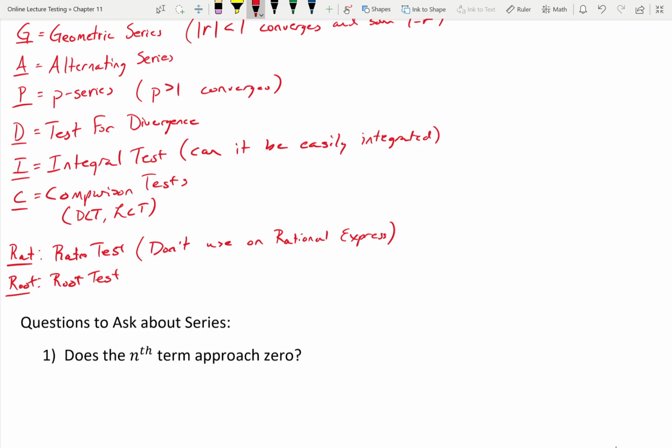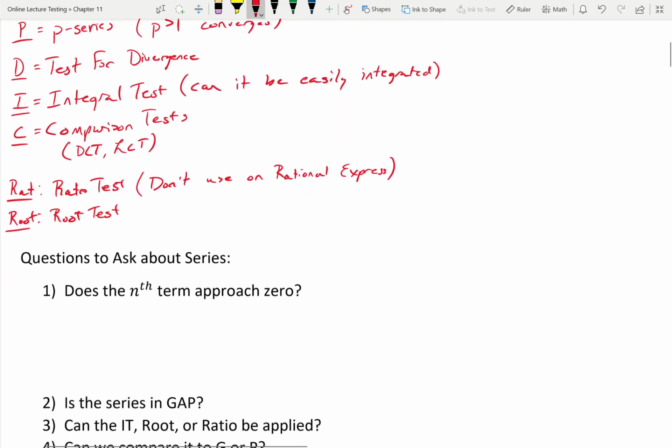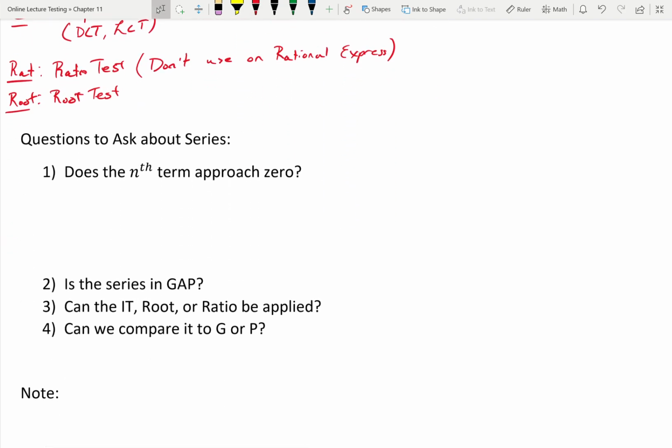So next we go into, well, what are these questions here? These are four very simple questions to go through and say, okay, I'm given any type of series, what the heck do I do? So this first question: does the nth term approach 0? Meaning, does the limit equal 0? If it does, then I go to questions 2, 3, and 4.